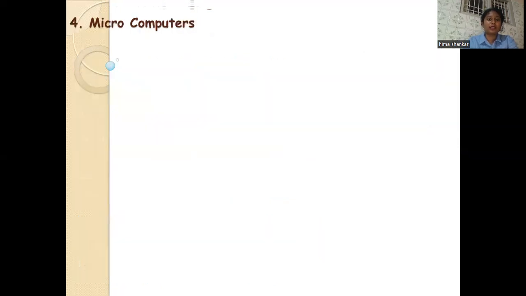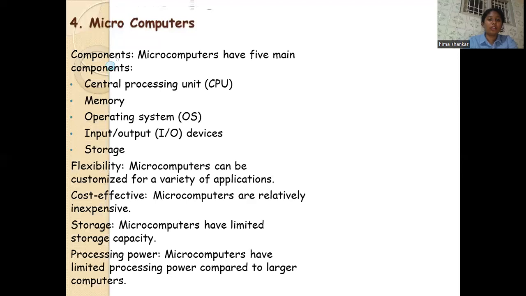So let's come to the microcomputers. Components of microcomputers are the central processing unit, which is the CPU, which contains the motherboard, and it has memory with it, and memory, operating system, OS, Windows and Mac in Apple. Input or output devices. Input devices contain keyboard, mouse, and joystick, etc. Output devices contain a printer, plotter, monitor, etc.